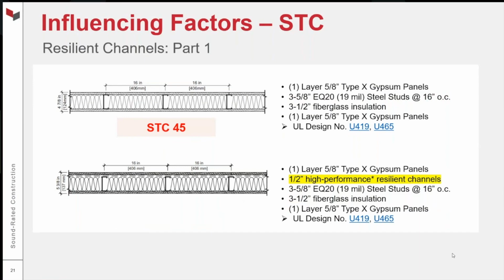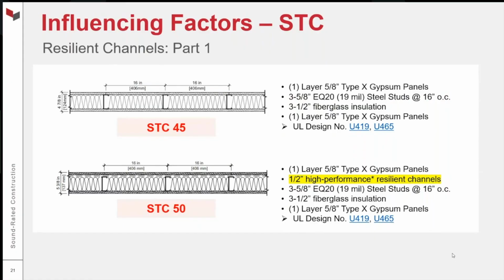All right, resilient channels. I'm going to spend a little bit of time on resilient channels for good reason. But again, the wall on top that we're looking at here is the same one we've been looking at in the past few slides. It's our EQ20 19 mil stud, 16 inches on center. The wall below, same framing condition, but we've inserted resilient channels, and I'm calling them high performance resilient channels. I'll speak to that in a few minutes. Resilient channels are inserted on one side of the wall between the studs and the gypsum panel. And so what happens here is we see that STC rating increase by 5 points.